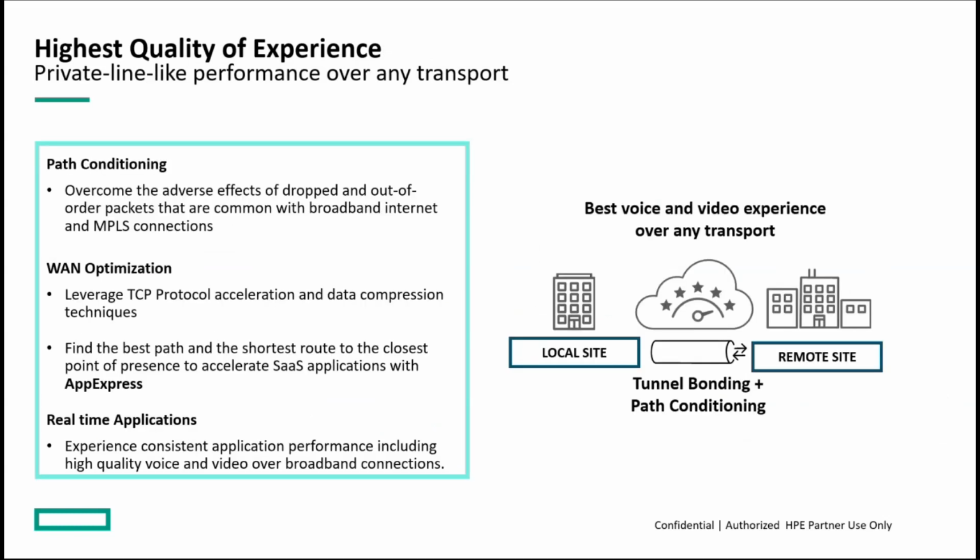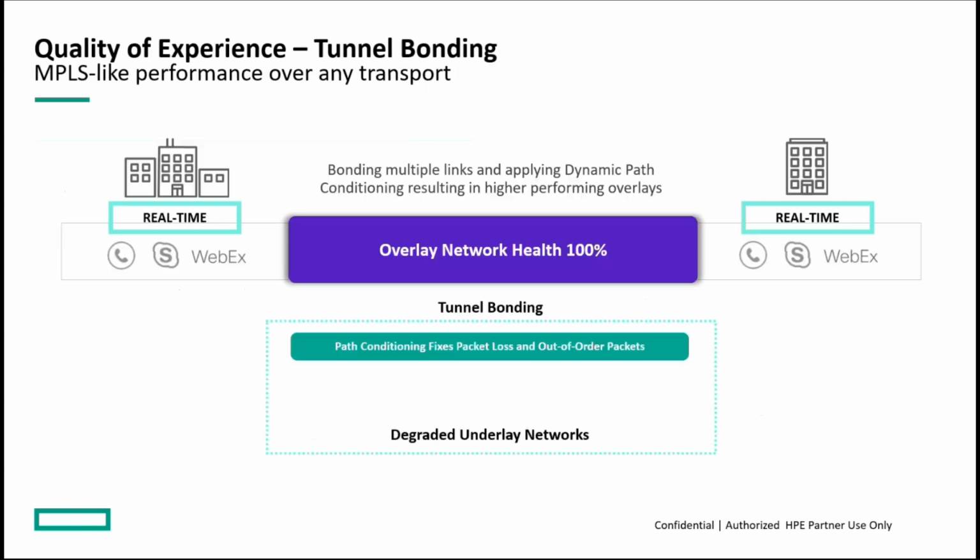Next, we're going to talk about some of the optimization features like path conditioning, WAN optimization, and real-time applications, and how we're doing tunnel bonding. And this is the best way of representing it. So in this case, we have two internet links. These are just broadband circuits. We're not leveraging an MPLS circuit.